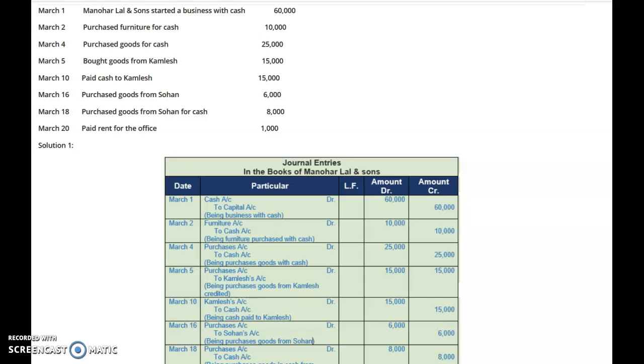Now, what is coming into the business? Furniture. So, what do we have to do with the furniture? We have to debit it. Credit what goes out. As the furniture is being purchased for cash, automatically cash is outflowing from the business. So, cash is to be given the credit. Journal entry will be furniture account debit to cash account, with the narration: being furniture purchased with cash.